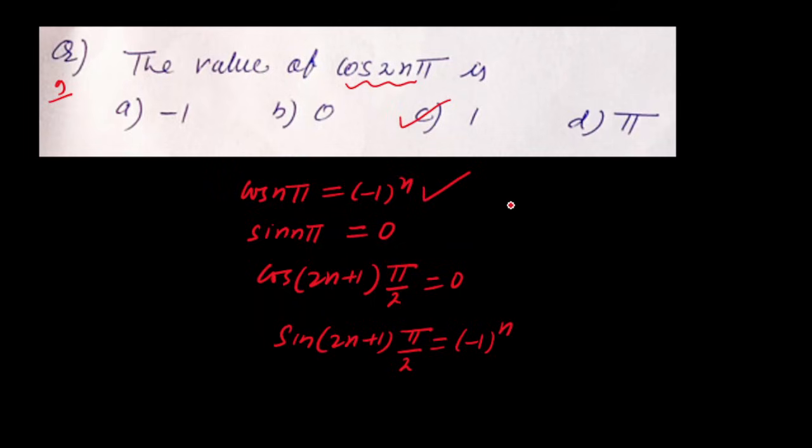For cos 2n pi, if I remember that cos n pi is minus 1 to the power n, then cos 2n pi is minus 1 to the power 2n. So 2n will always be even, so it will be equal to 1. That is how it should be solved.